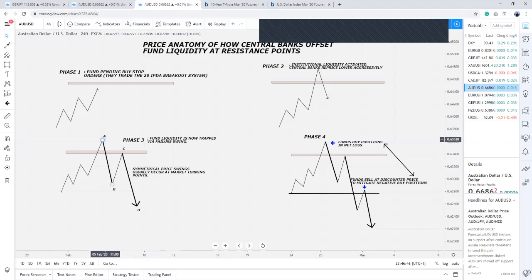So fund level liquidity is now trapped, and then the market would seek to make a measured move. So measured move meaning the distance from A to B would be the distance from C to D, which is your symmetrical price swing. So price is going to trap fund level liquidity, trade to the downside. Price is going to trade back up to mitigate central bank buy positions, those central bank mitigation blocks.